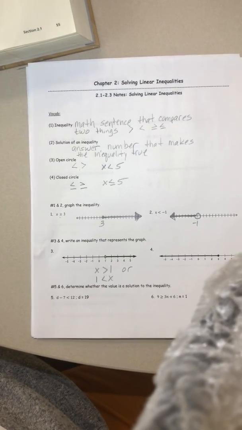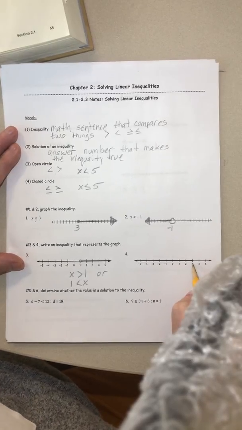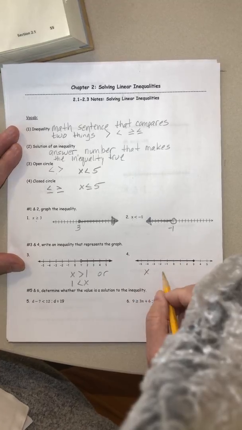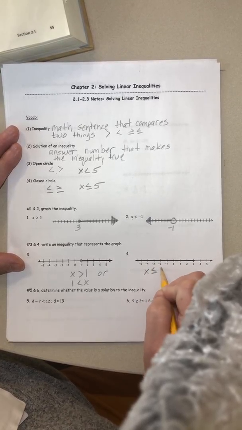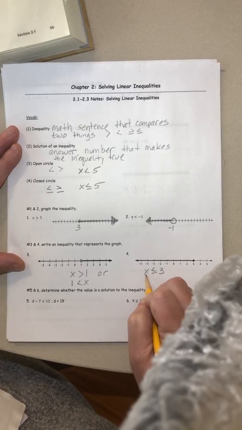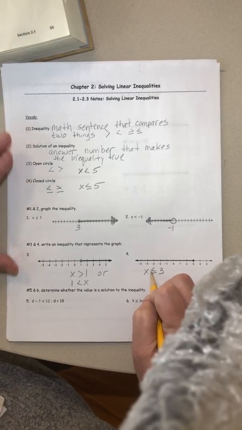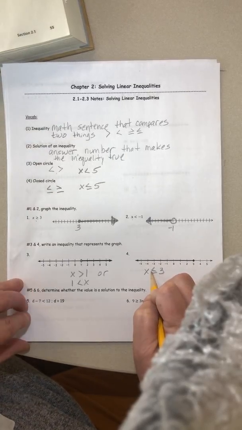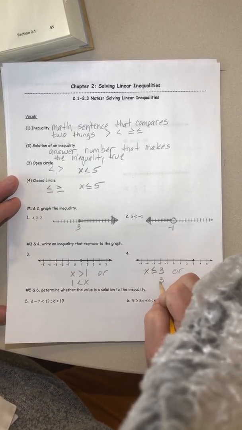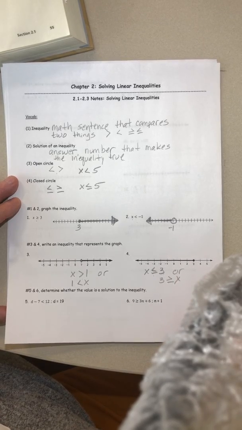Number 4, our boundary right here is 3, and these numbers are smaller than 3. And since the circle is closed, you also have the equal to sign. So those numbers are smaller than or equal to 3. Notice the teeny tiny small side means smaller than or less than. Or you could also say 3 is greater than or equal to x.